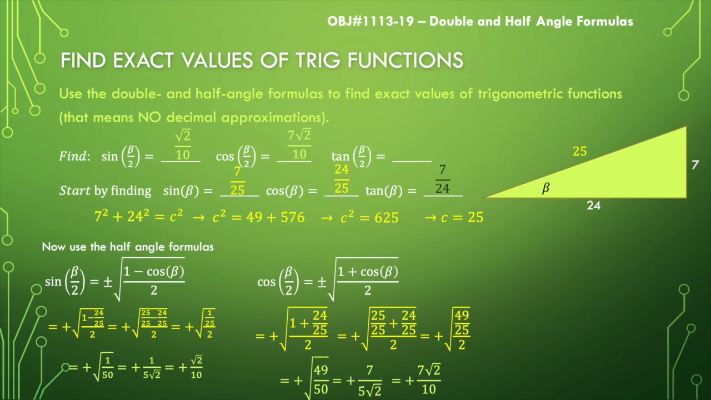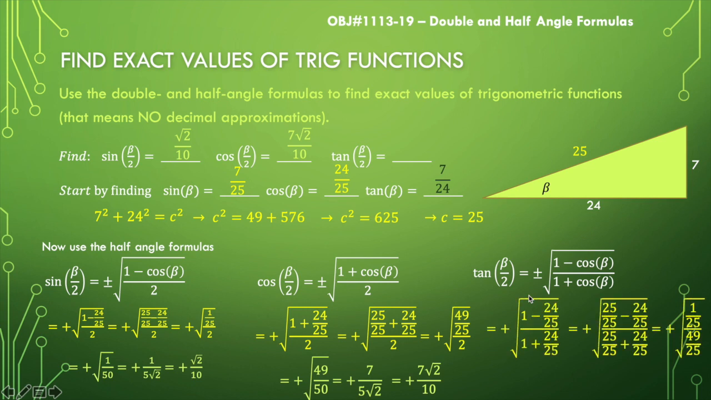Tangent in this case is a little bit easier if we've already done this stuff. So let's take a look. We're really using this piece, 1 minus cosine of beta. So it's this 1 minus 24 over 25 here, over this piece, 1 plus cosine of beta, which is 1 plus 24 over 25 in the denominator. Again, since this is an acute angle, tangent is going to be positive. And so let's see what that looks like.